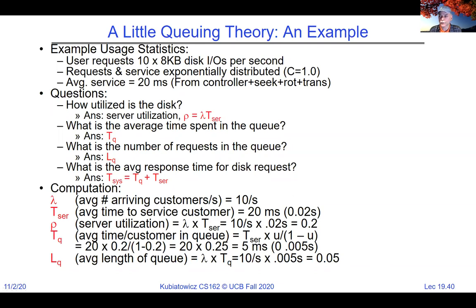Questions before I put this? And I'll fix this, u over 1 minus u. This is rho over 1 minus rho here, sorry. I switched my notation to be consistent with somebody else and I missed one.